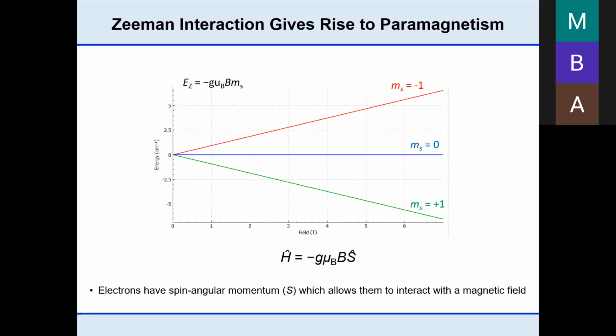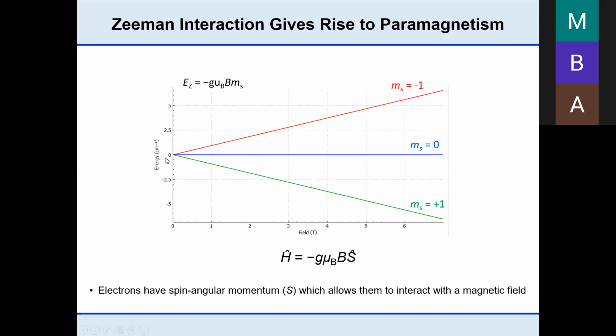The interaction that gives rise to a paramagnet's attraction to a magnetic field is what's known as the Zeeman interaction. Under zero field conditions for paramagnets, there's no preferred orientation for the magnetic moments. As a result, the different M sub S states, which correspond to the different orientations of the spin in space, are all degenerate, meaning they're all the same energy. However, when we apply a magnetic field, these states split up in energy, giving rise to a preferred orientation.